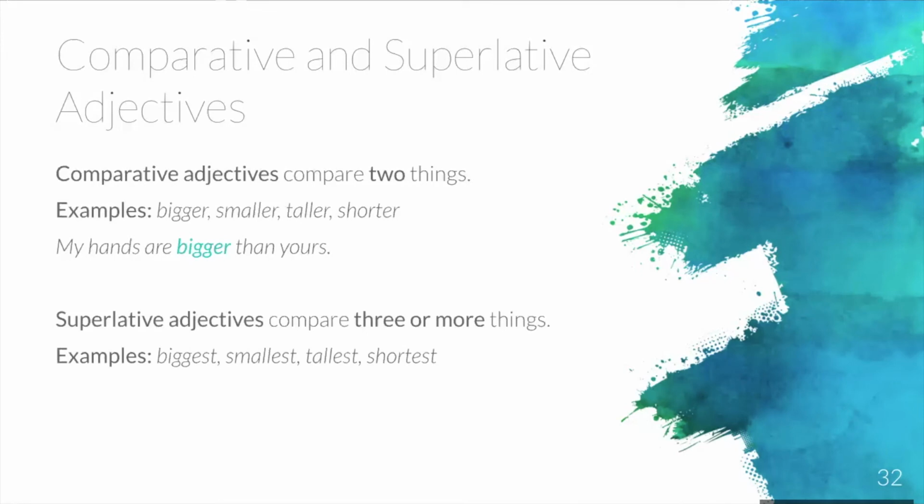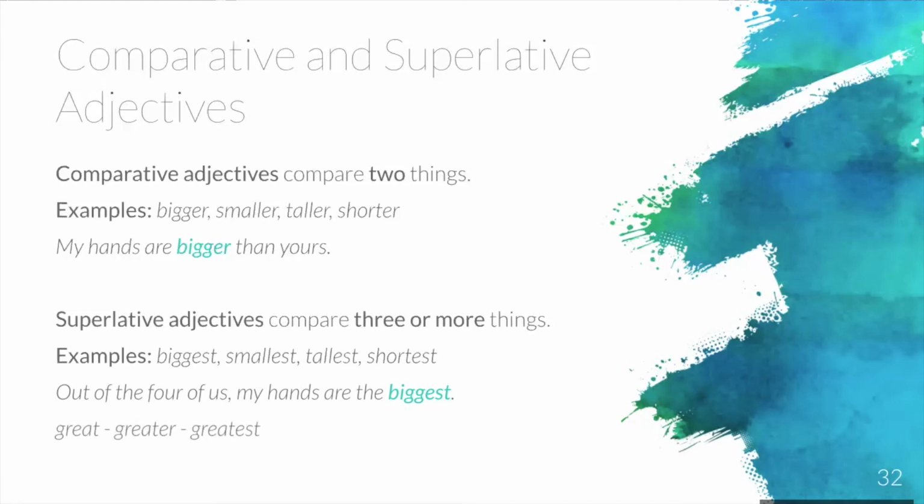An example sentence would be, out of the 4 of us, my hands are the biggest. So biggest is a superlative adjective in this case, and it's comparing 4 people's hands, which is 3 or more. So in this case, you use superlative adjectives, which is biggest. So should I do this too?